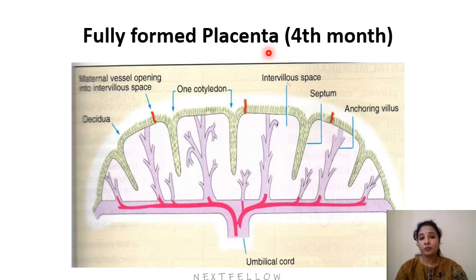So the fully developed placenta, otherwise called the full term placenta, is disc shaped. You can see it is a compact mass of vascular tissue, a flat circular disc, discoid, with a diameter of 15 to 20 centimeters. And usually it weighs around half a kg, that is 500 grams.